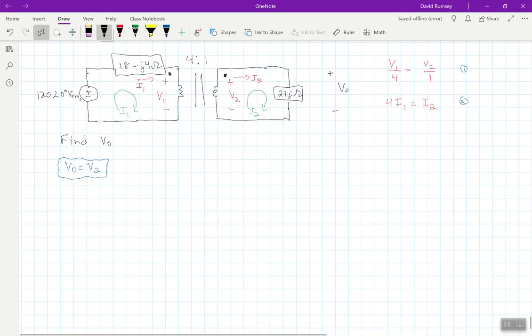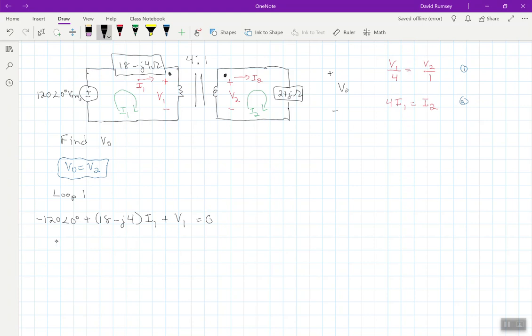So we don't make this any more complicated than it needs to be. So if we write this for loop 1, we'd have minus 120 at an angle of 0 degrees is equal to 18 minus J4 times I1 plus, well, it's just going to be V1. And I'm sorry, that's not equal. There should be plus here. I don't know what I was doing. Got ahead of myself is what I was doing.